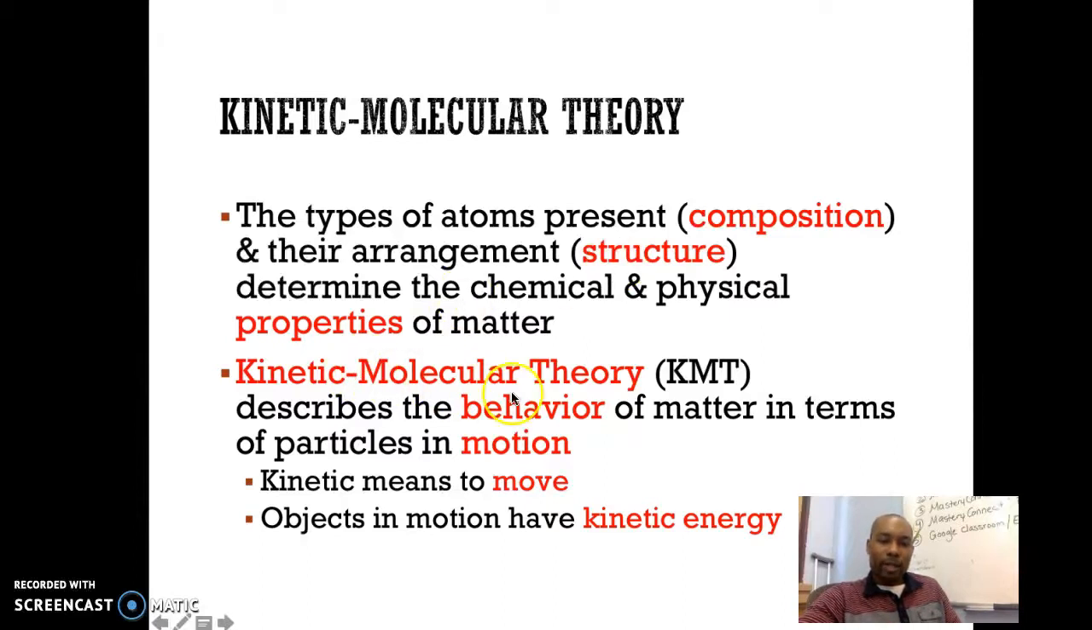And what kinetic molecular theory attempts to do is describe the behavior of matter in terms of the particles in motion. So we know that particles such as molecules and atoms, they move. So the term kinetic means to move, and objects that are moving or in motion, they have kinetic energy.